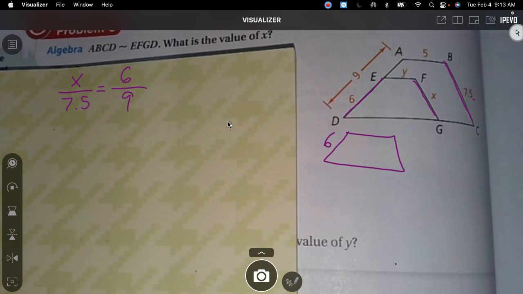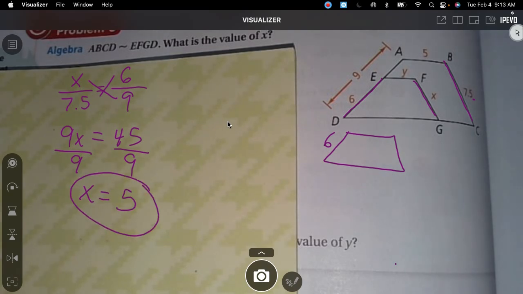So now what do you do to find x? This was yesterday's stuff. Cross multiply. So I get 9x equals, what's 6 times 7 and a half? 42. 45. Okay, then what do you do? Divide by 9. So x is 5. Are we good with that one? Okay, just solving for x.